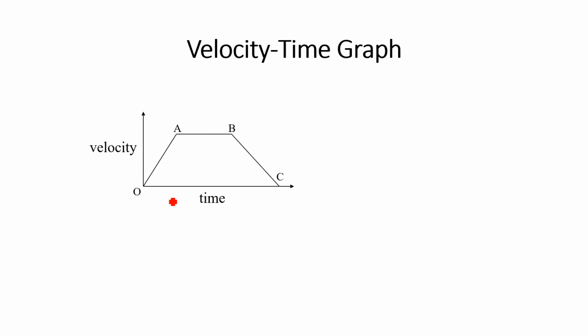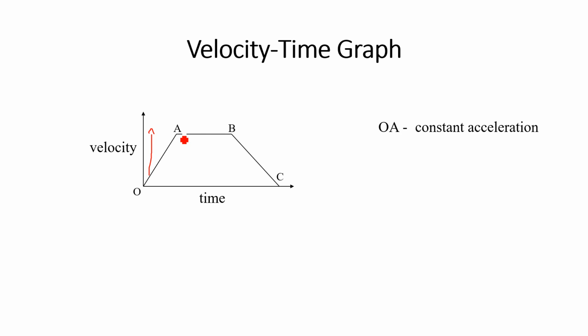Here is a velocity time graph where the x-axis represents the time and the y-axis represents velocity. Now in this chart, the region from O to A indicates that there is an increase in the velocity, and the increase in the velocity means there is acceleration. But this line is a straight line which indicates the acceleration is constant. So we have a constant acceleration in this region where the speed increased from O to A.